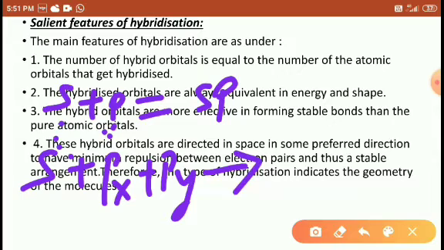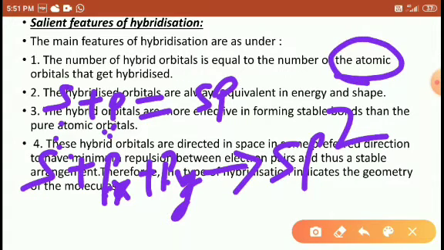One s orbital plus one px and one py is hybridizing. So tell me students, in total how many s? Only one s. How many p? Just neglect the x and y, just count the number of p. P is 2. So the hybridization depends upon the number of atomic orbitals that are intermixing.